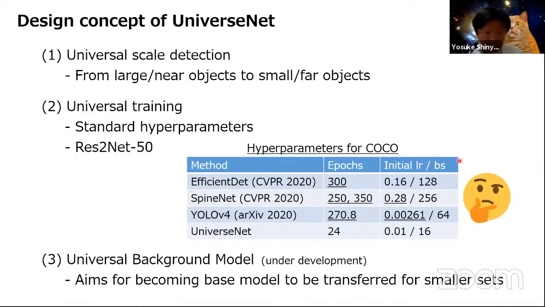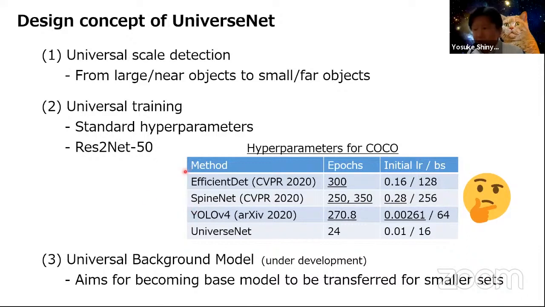Recent state-of-the-art object detectors use long training and dataset-specific hyperparameters on each dataset to improve the speed-accuracy trade-offs. In order to achieve the full performance of efficient detectors, we need to tune hyperparameters on each dataset. For individuals and laboratories with limited computational resources, it is difficult to tune hyperparameters on large-scale datasets.